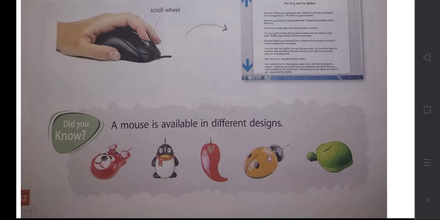Now see here, you can see many shapes like toys. These are all mice only. They are available in different colors, different shapes, and different models. You can see a red chili, a penguin, a bug, a tortoise, a mouse, a teddy. These are all shapes available in different designs. These are all mice available in the market.